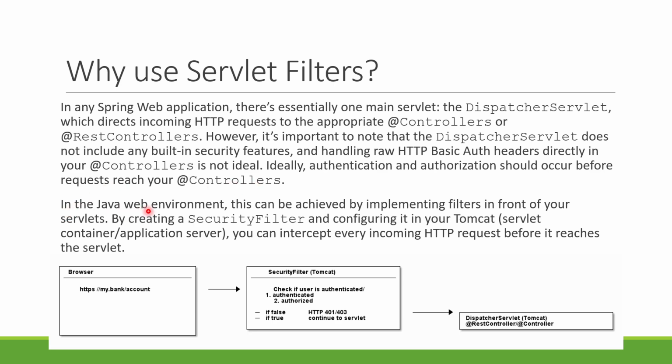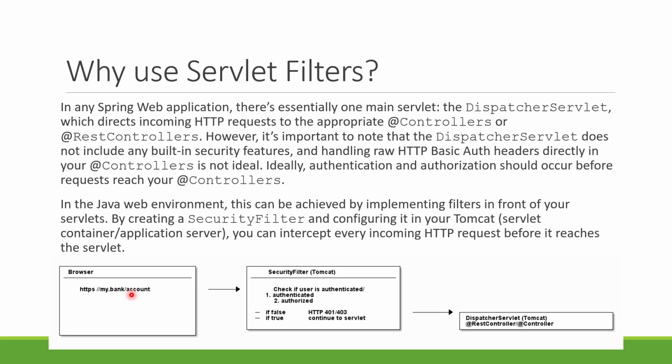And in a Java web application or environment, this can be achieved by simply implementing filters in front of your servlet. A filter is designed to do this kind of task. By creating a security filter and configuring it in our Tomcat or any servlet container, you can intercept every incoming HTTP request before it reaches the servlet. This servlet in a Spring-based web application is the dispatcher servlet.